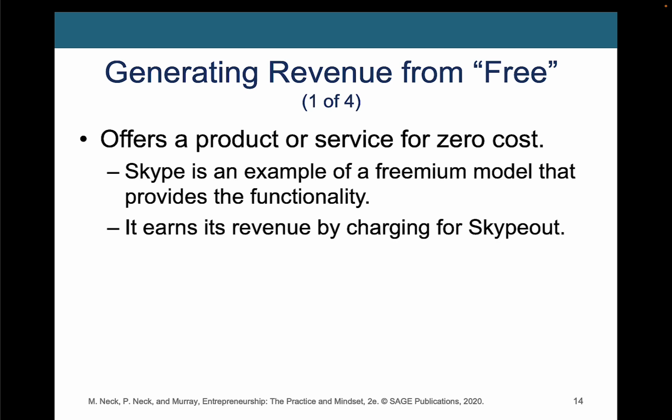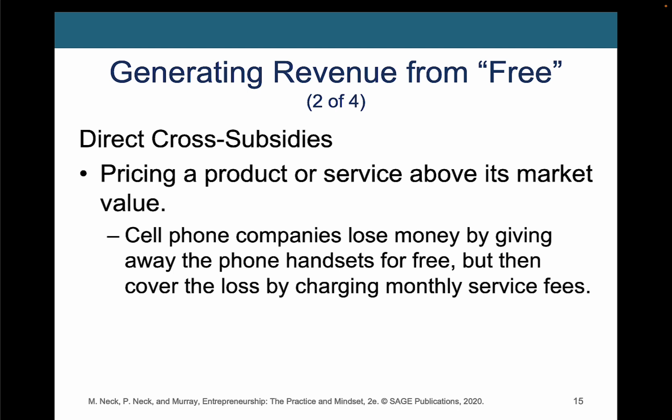You can generate revenue from free, right? Offer a product or service at a zero cost. Skype was one of those. Before Zoom, Skype used to be the thing. So Skype used to offer a freemium model. And then, of course, if you wanted more functionalities, you would pay for it.